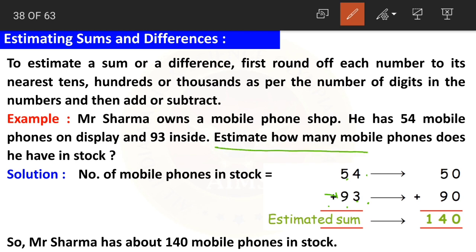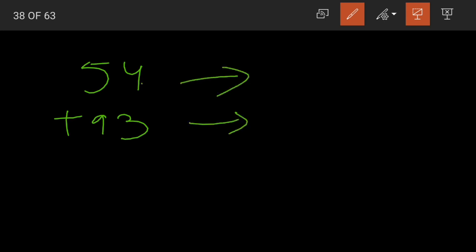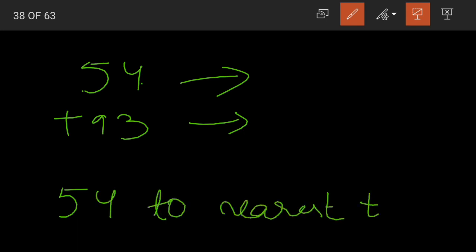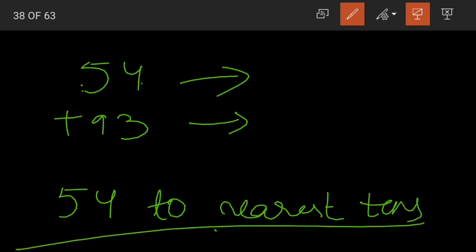We should estimate the sum. Okay, we should estimate. Estimate means what here? Rounding off. See, 54 plus 93. In previous classes, children, in your previous standard, you were given a question like estimate 54 to the nearest tens. Then you estimated, but here in the question they will not tell you whether to estimate to nearest tens, hundreds or thousands. We need to find out whether we need to estimate to tens, hundreds or thousands.